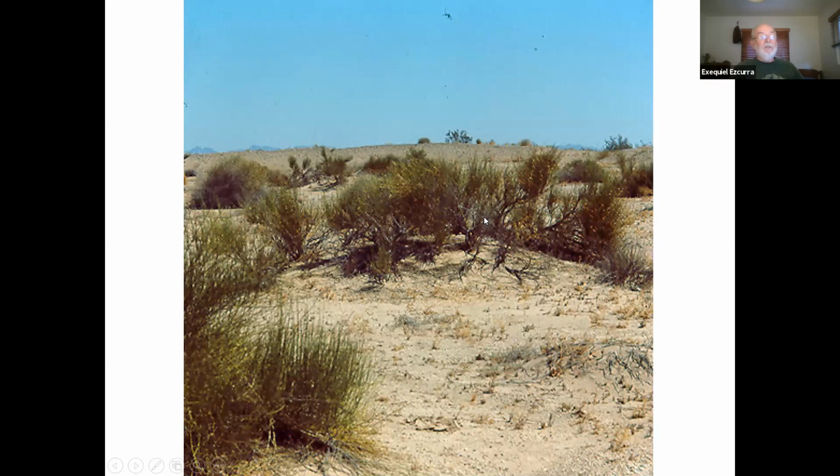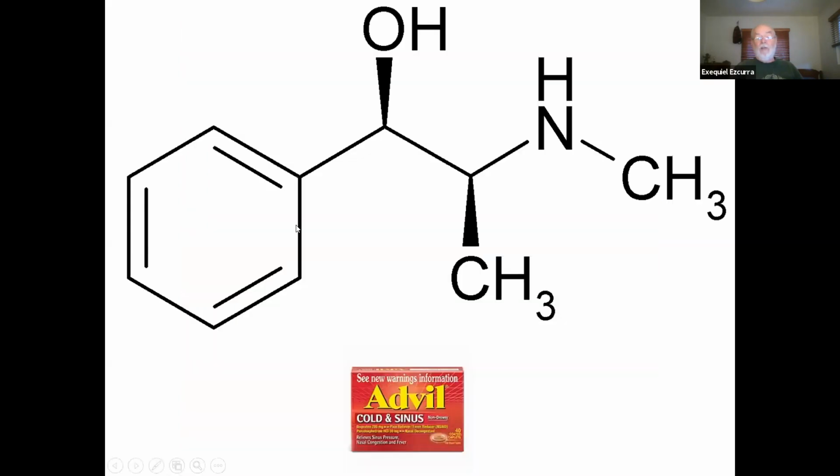And from the ephedras in general, not only Ephedra trifurca, you can obtain a chemical compound known as ephedrine that has been used for centuries by people to combat the symptoms of the common cold and the flu. It will clear your nose, it will clear your breathing passages and allow you to breathe well. For example, Advil Cold and Sinus contains ephedrine.